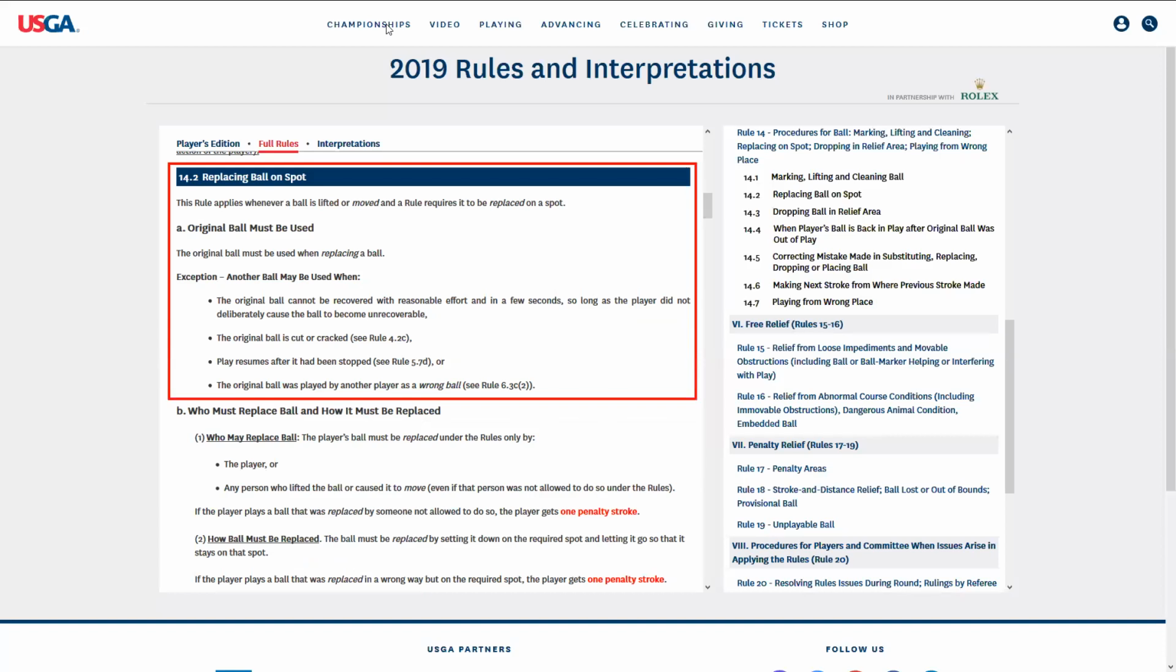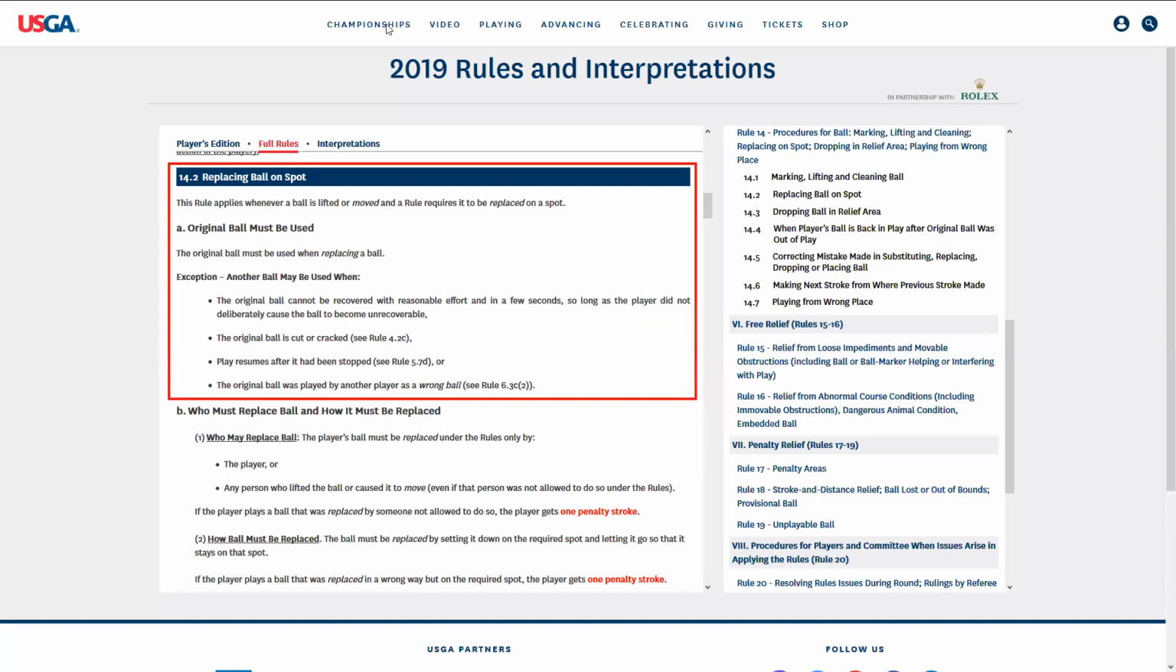If you're on the putting green and you mark your ball and you pick it up and you toss it to your caddy to clean, and your caddy is not paying attention, and the ball goes into the penalty area and it cannot be retrieved. Under the old rules, it was a two-stroke penalty for improper substitution. Now, there is no penalty as long as you did not deliberately cause the ball to move.